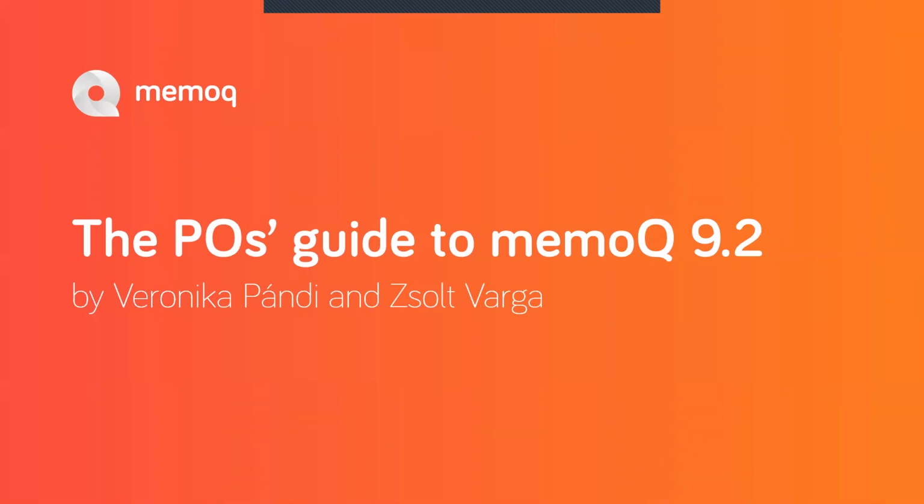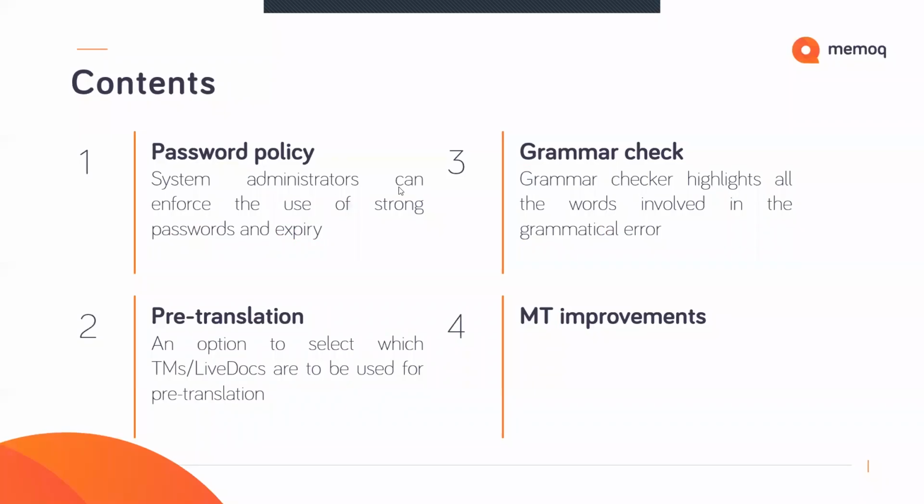What we are going to talk about. Here are the main topics. I will start off with password policy, which is mostly interesting for server owners, but also it may be interesting for people who are working on other people's servers. Then Joel will take over with the improvements around pre-translation, and then grammar check, and then some improvements around machine translation.